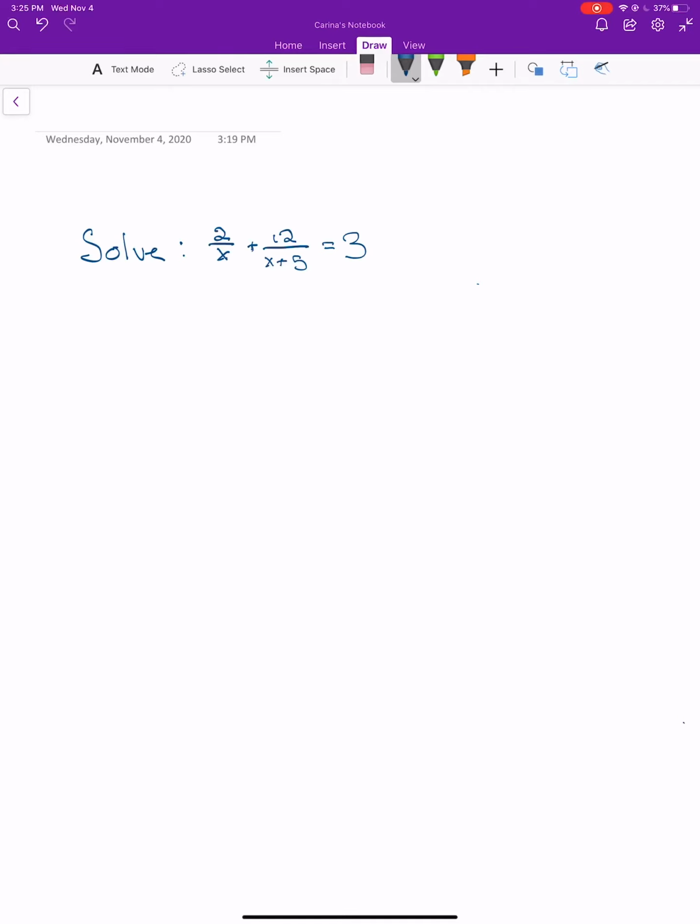All right, so I'm going to go through this problem, and we're going to solve 2 over x plus 12 over x plus 5 equals 3 for x.